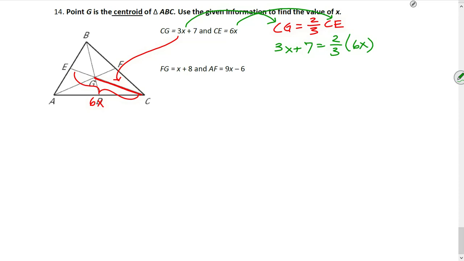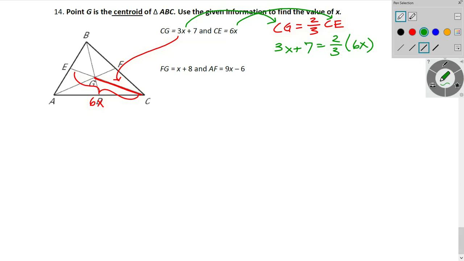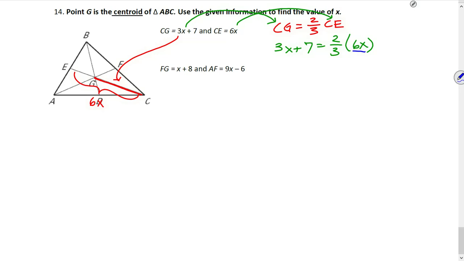Now, how do you multiply 2/3 times 6x? Well, I think of multiplying fractions. You multiply the tops together and the bottoms together. 2 times 6x is 12x. 3 times 1 is 3. And 12x divided by 3 is 4x.